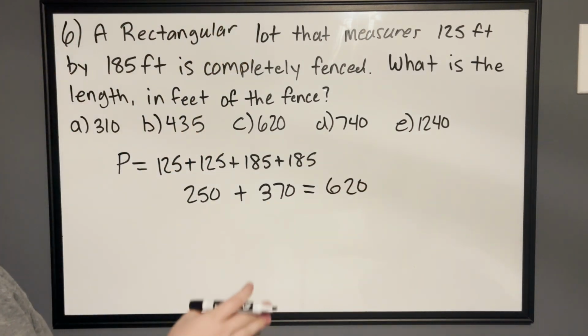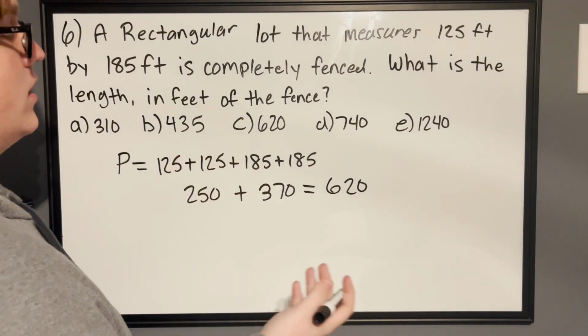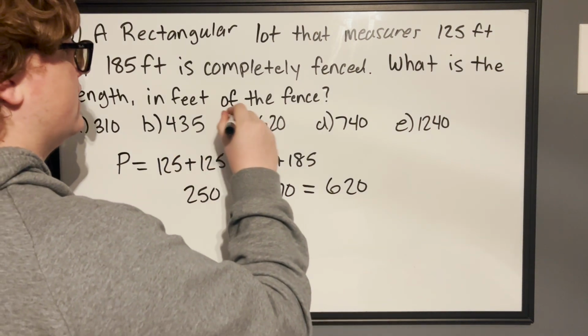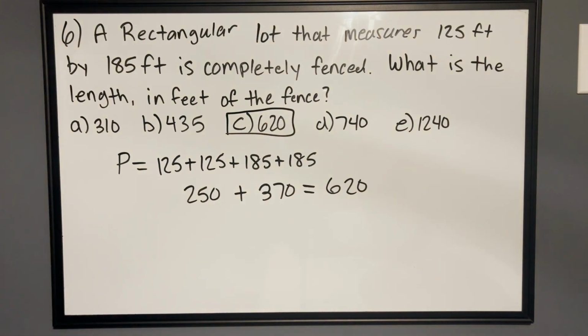So the perimeter of the rectangular lot, or the length of the fence, is 620 feet. Let's go ahead and move on to question number 7.